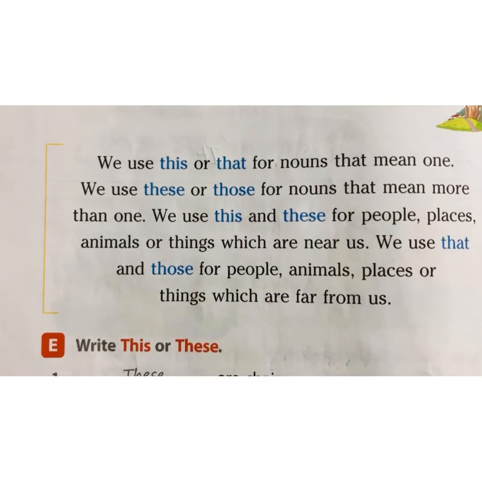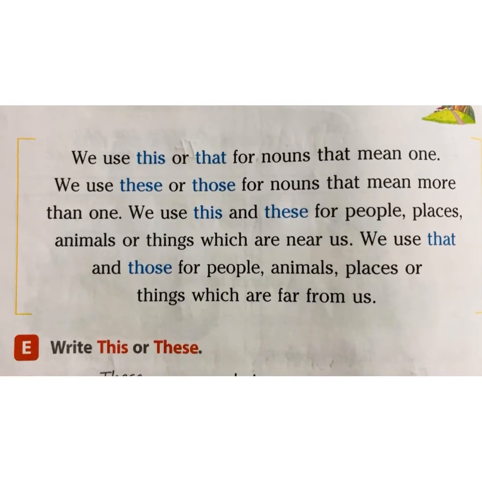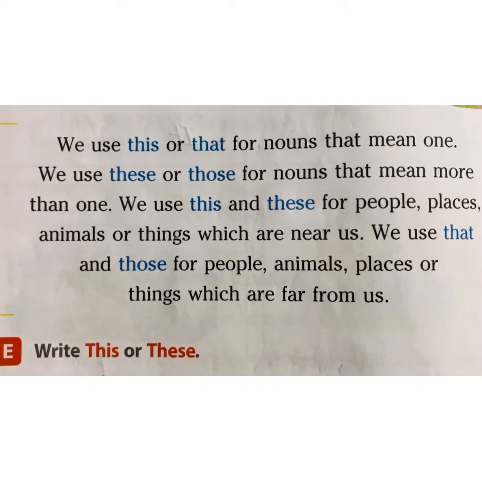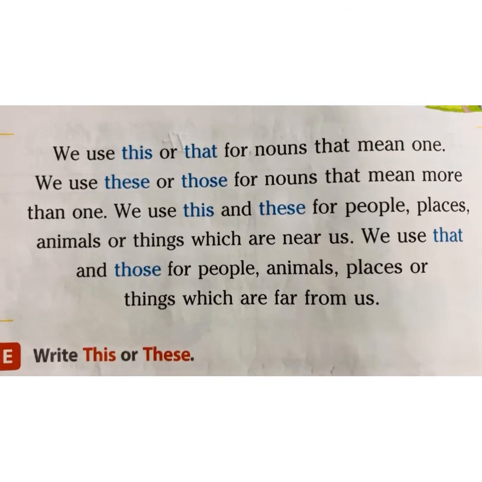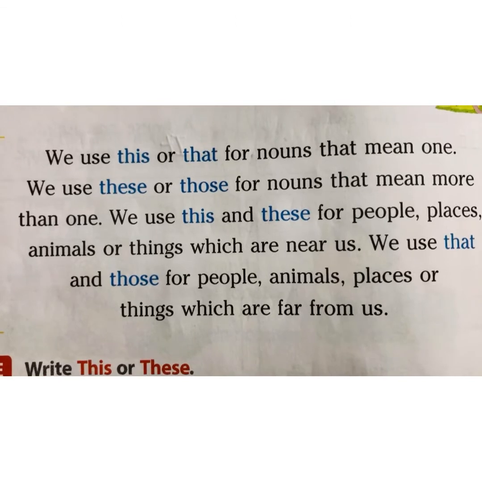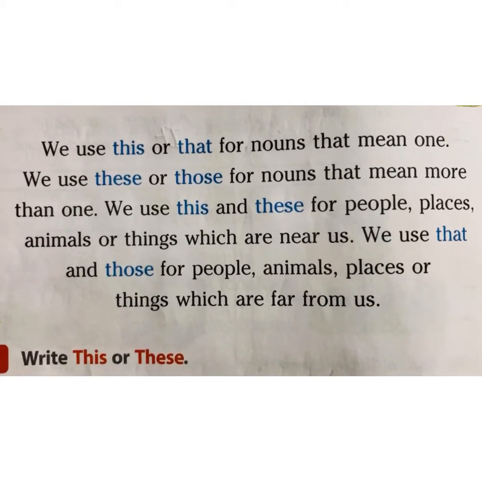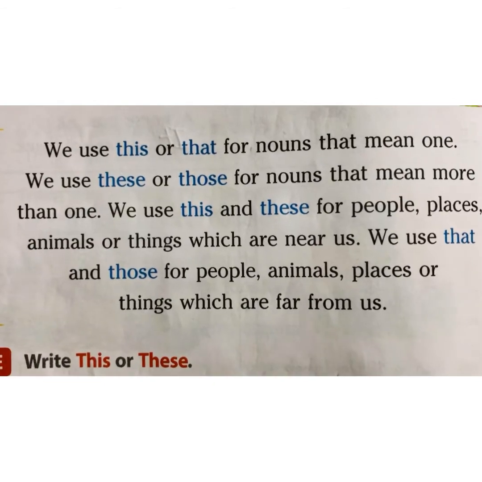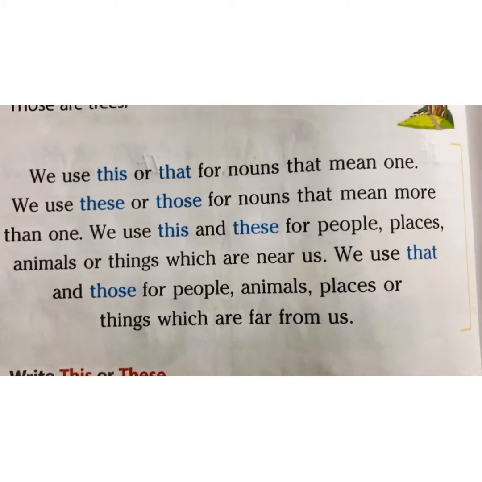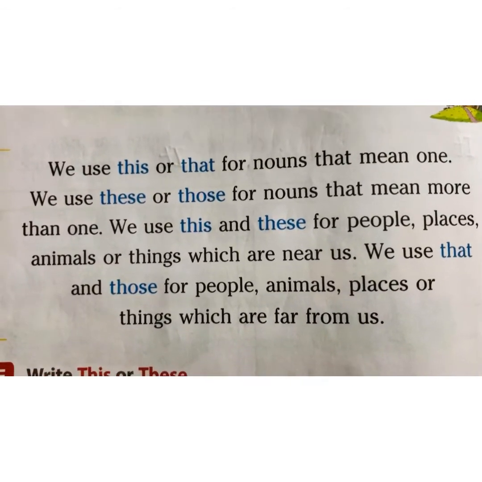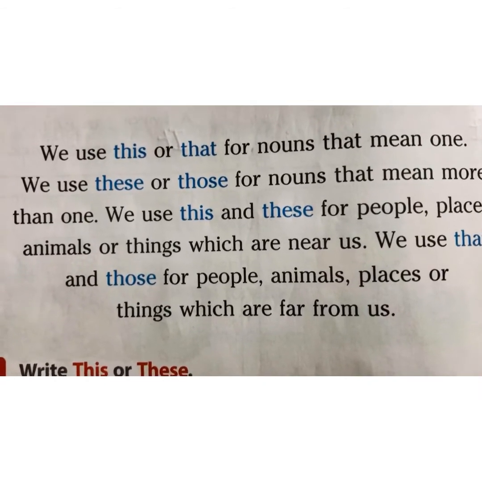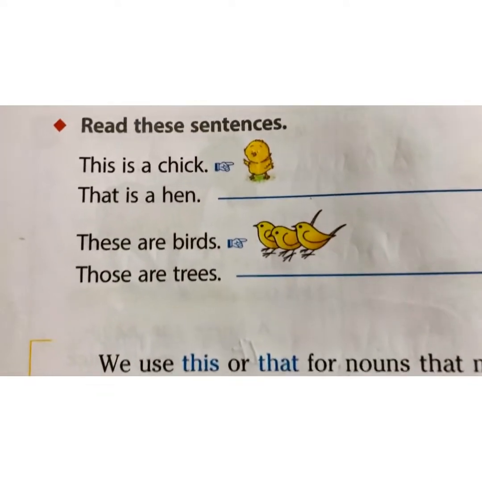We use this or that for nouns that mean one, or singular. We use these or those for nouns that mean more than one, that is plural. We use this and these for people, places, animals or things which are near us or which are close to us. We use that and those for people, animals, places or things which are far from us. Let us see an example.